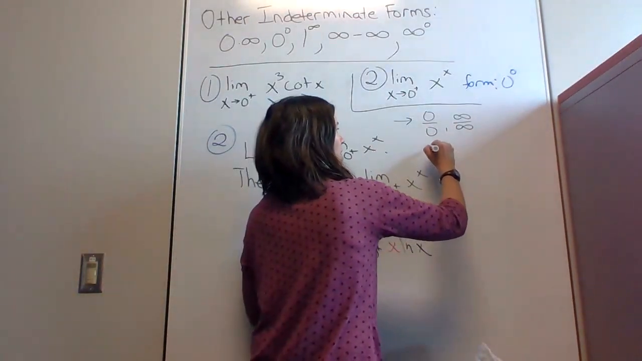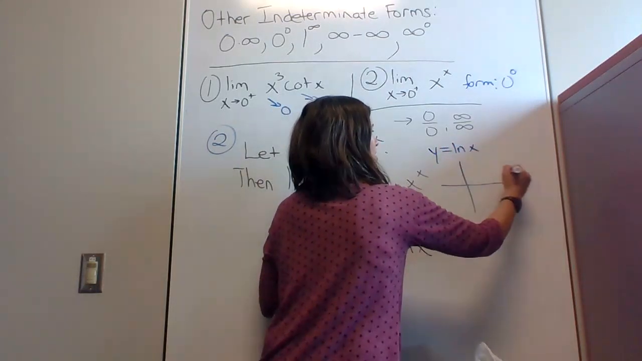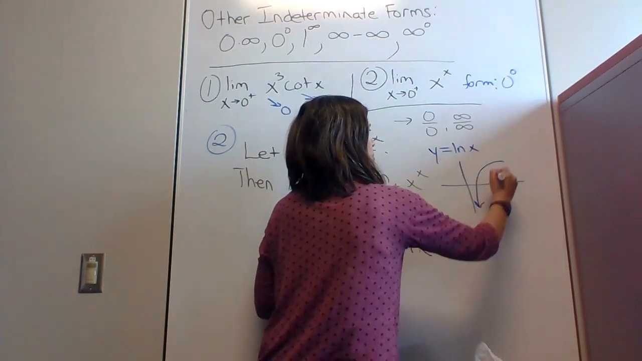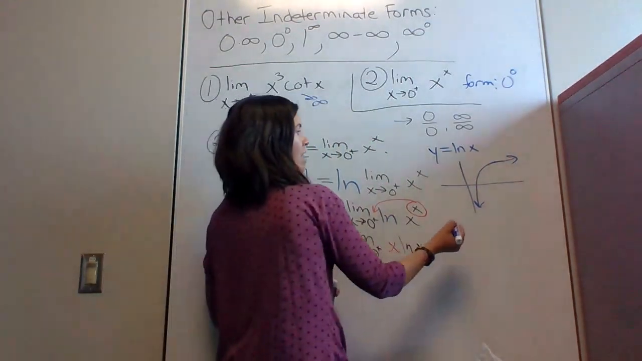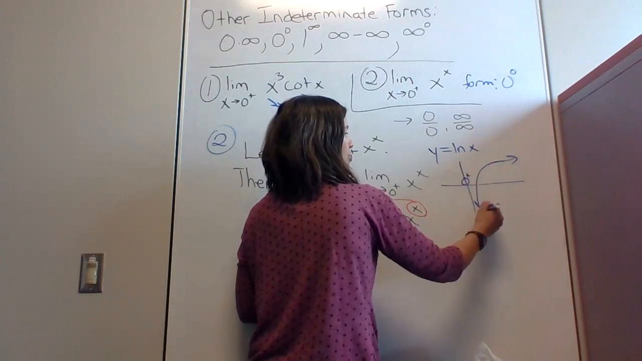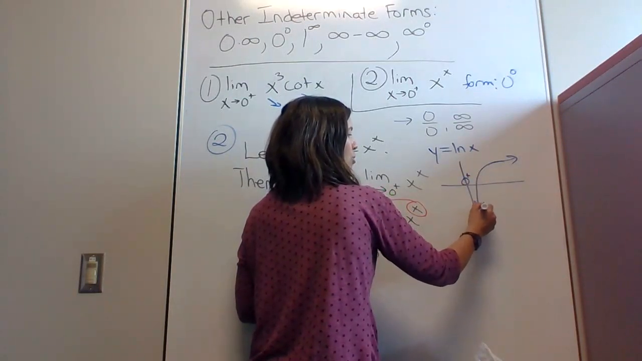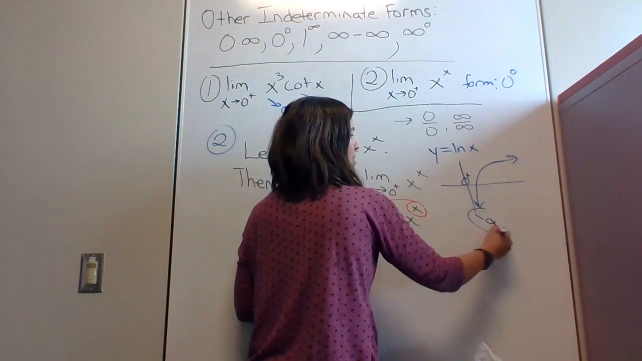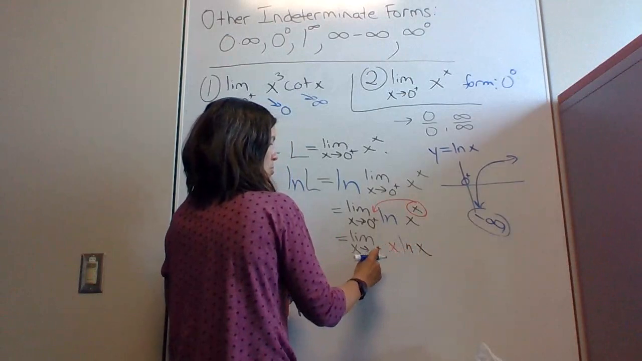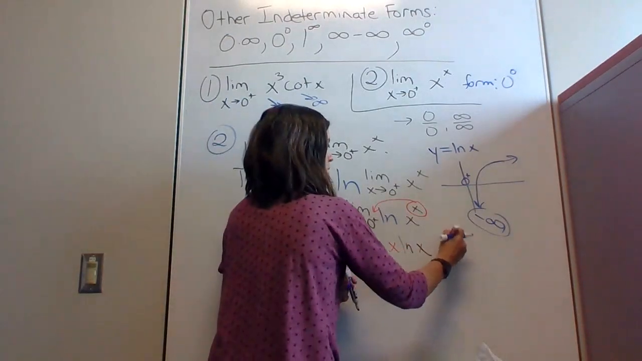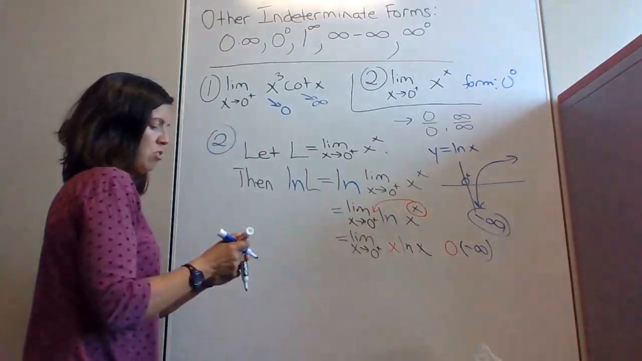Actually, let's look at that. I'm going to get the board all cluttered again. But y equals natural log of x, I graphed it in a previous video, looks like that. As x approaches 0 from the right, the value of natural log of x approaches negative infinity. So now this limit right here has the form, well, x is approaching 0, ln of x is approaching negative infinity. So this is another indeterminate form.